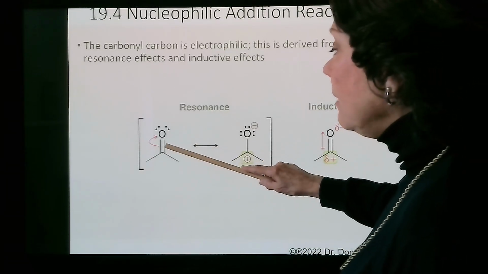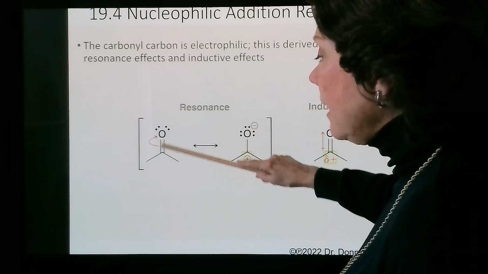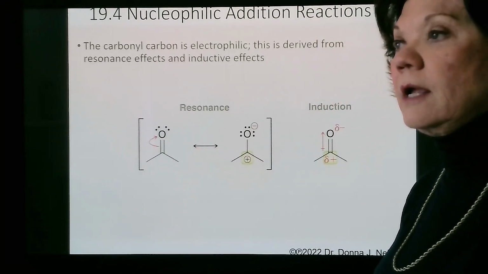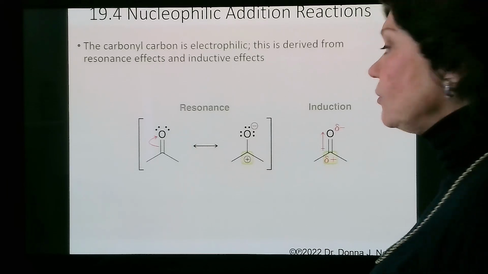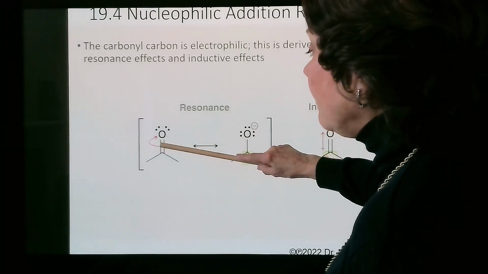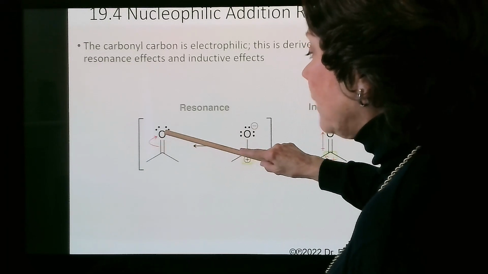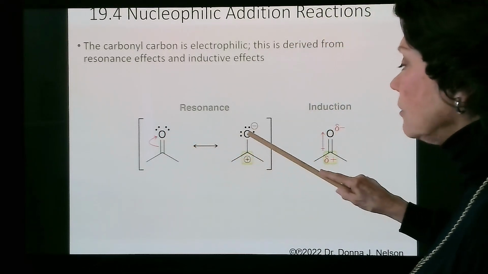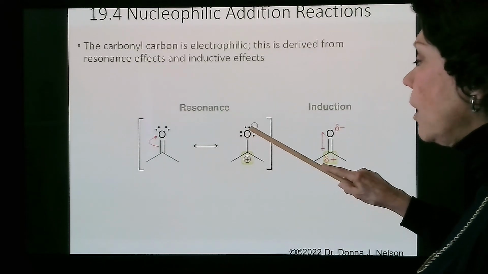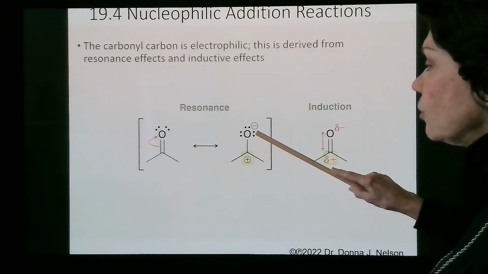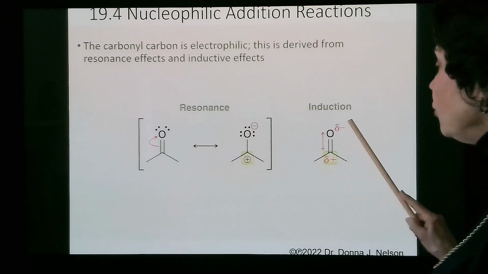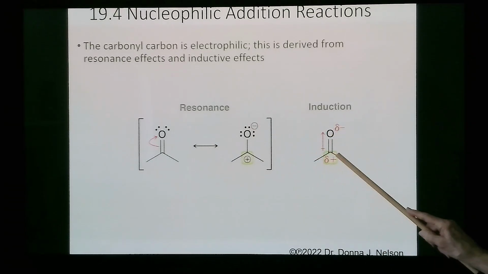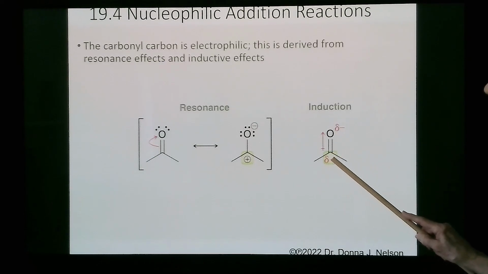And so the pi electrons, remember, are very loosely held. They're not held closely to the nucleus. And so the pair of pi electrons can move out onto oxygen. They spend a lot of time out on oxygen. They spend more time on oxygen than they do on this carbon, and that gives the oxygen a partial negative charge, and the carbon will have a partial positive charge.